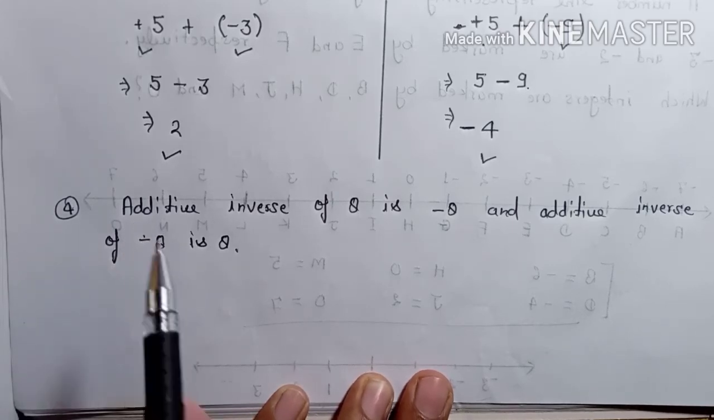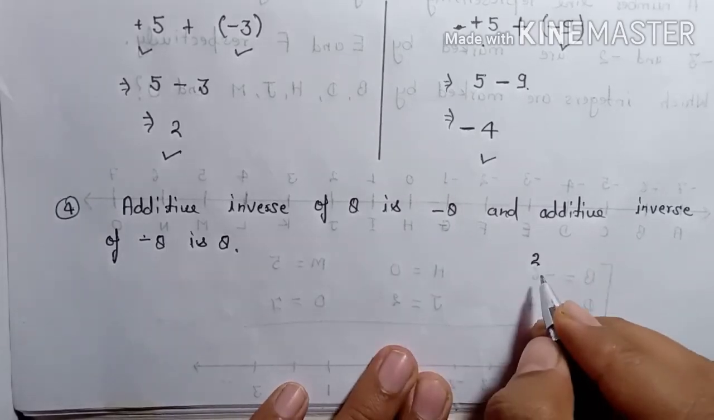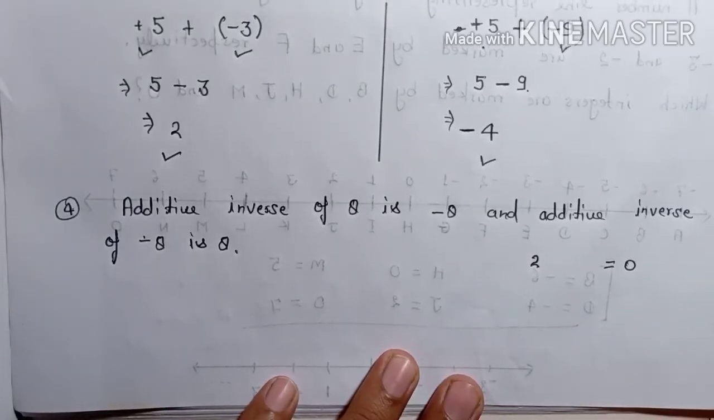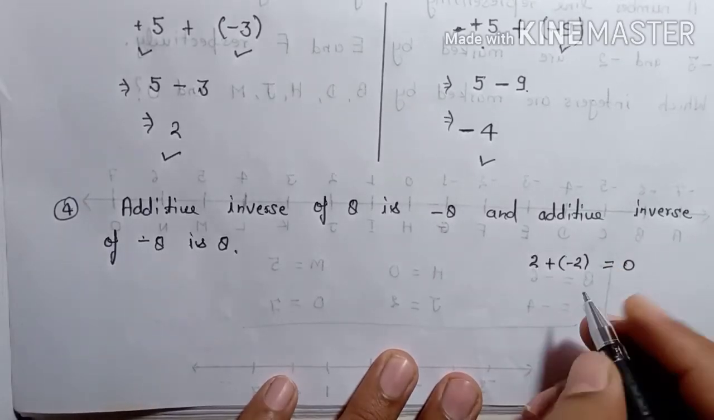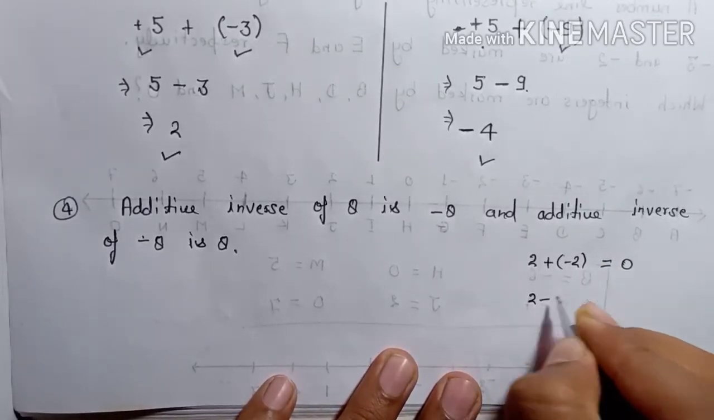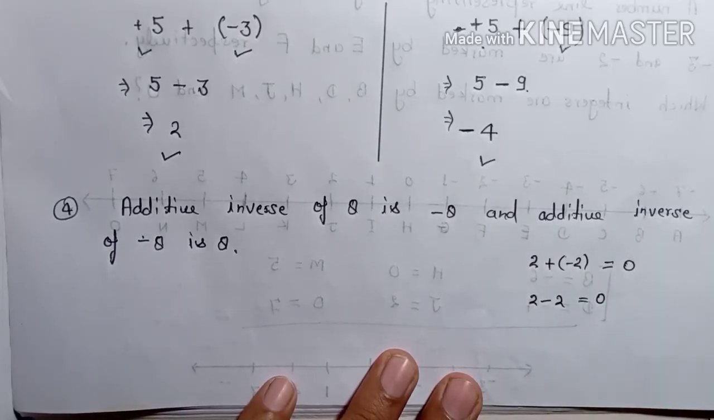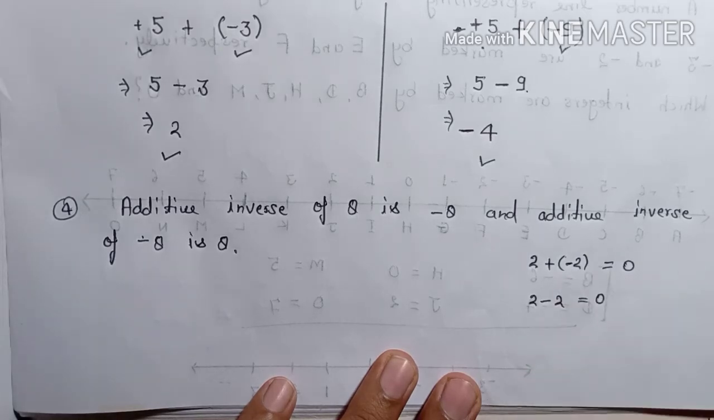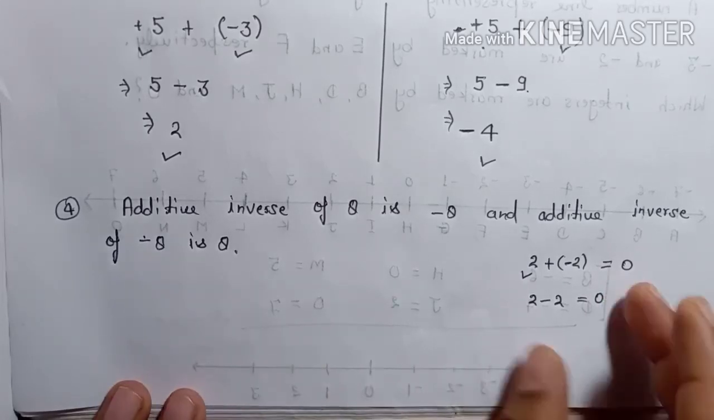What is that? If you have a number, if it is plus 2, what to add here so that the result will be 0? You tell me that. You have to add here minus 2, because that will be 2 and minus 2, and the answer is 0. So you have to write a number so that you can get 0 as an answer here. So minus 2 is the additive inverse of 2. This is the basic meaning for that.